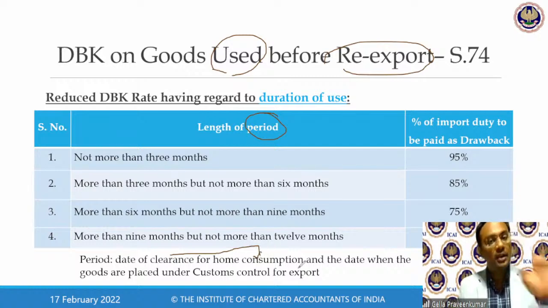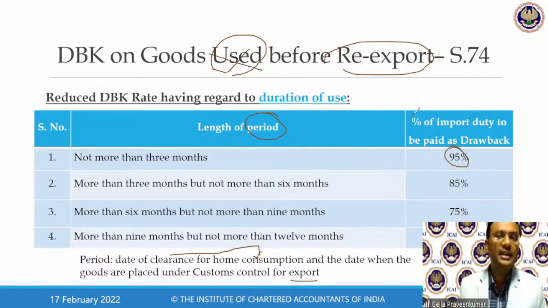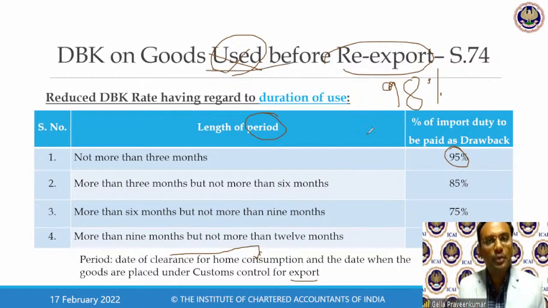Here, they're not connecting it with your duty payment. It is from the day the goods come for home consumption till the date of export. So if it is not more than 3 months, I'll get 95%. Sir, if I don't use, I'll get 98%. I'm entitled to 98% if not used. Because I have used it up to a period of 3 months, this 98% gets reduced to 95%.